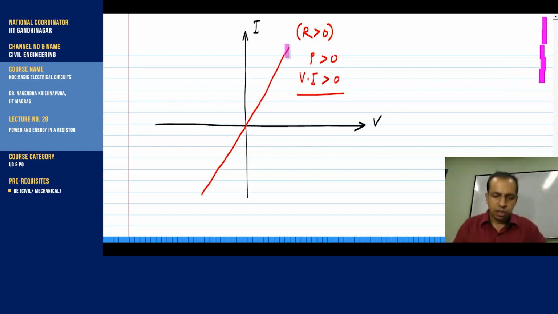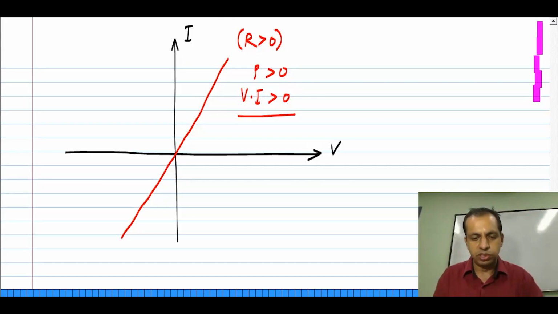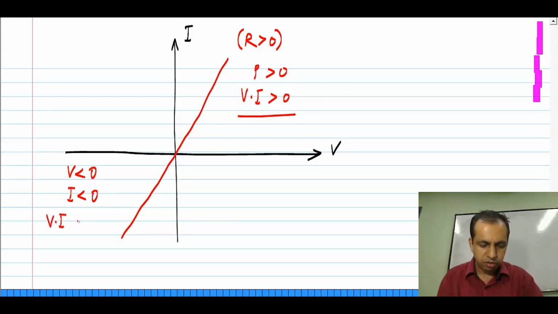Now, in the first quadrant, both the voltage and the current are positive. So, the power is more than 0, clearly the element is absorbing power, and in the third quadrant, the voltage is negative, the current is also negative, but V times I would obviously be positive. So, again the element is absorbing power. A resistor is in the first and third quadrants, so it always absorbs power.